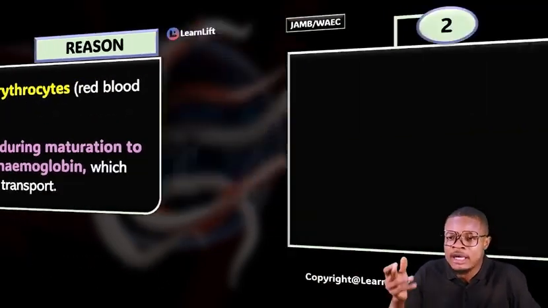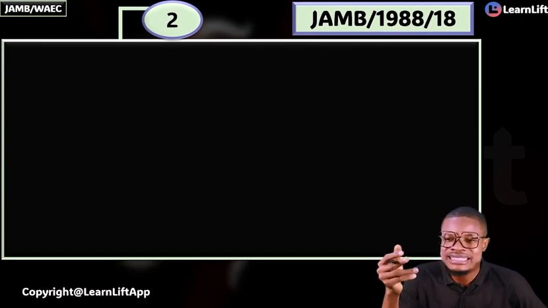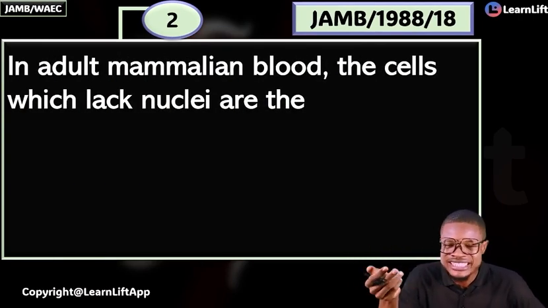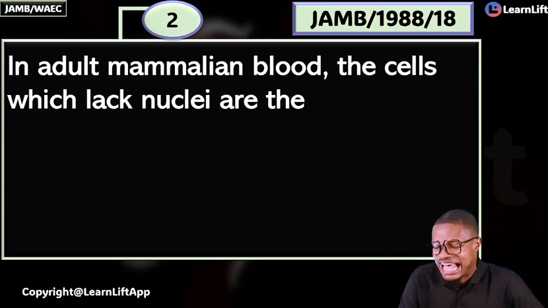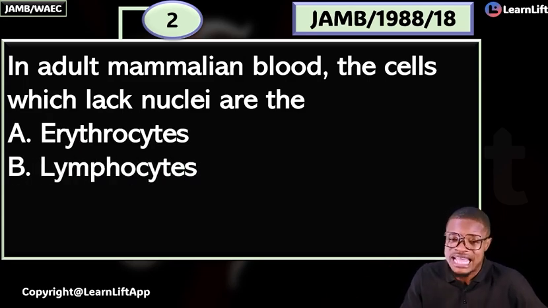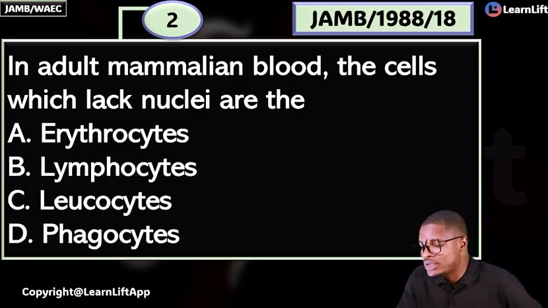If you get that very fast with me, please answer this question for me. 1988 question 18. The question says, in adult mammalian blood, which of the blood cells lack nuclei? Are they the erythrocytes, or the lymphocytes, or the leukocytes, or the phagocytes?